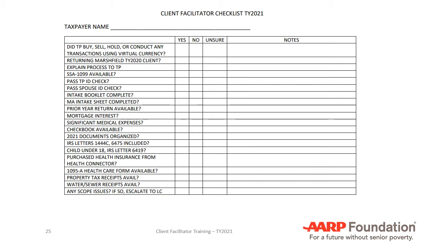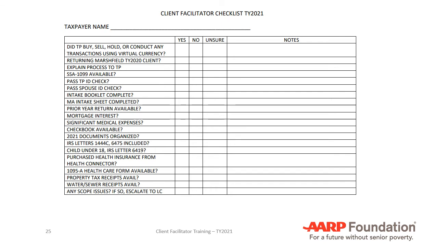So as we go down the list here on this tool, returning Marshfield tax year 2020 client. We're interested in finding out whether this is somebody whose taxes we did last year, because the information will come forward in TaxSlayer, our computer-based program. The basic information as far as name, address, and telephone number will come forward from last year's tax return. If, however, they did not come to us last year, then we're going to end up having to input this data from scratch. So preparers are always interested in knowing this, so we ask that question right up front.